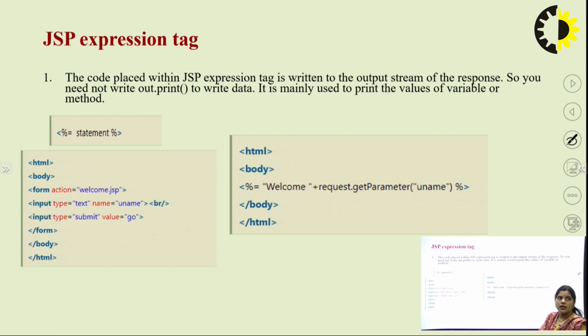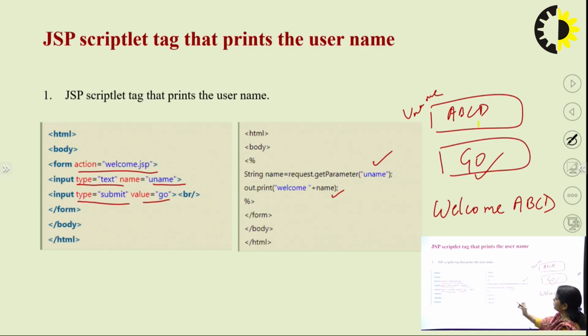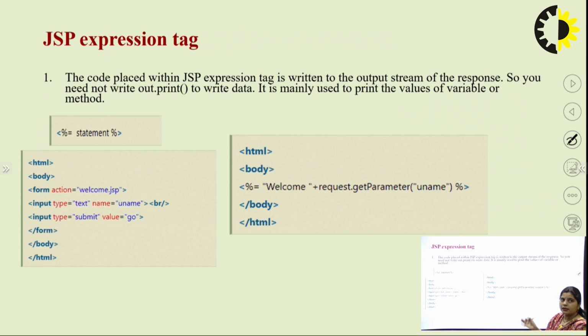Now the second tag is JSP expression tag. The code which is placed within the JSP expression tag is written to the output stream of the response. So there is no need to write out.print to write the data. The expression tag is mainly used to print the values of the variables or the method. Just like in the previous example, you have to write the out.print method to display the things as per your requirement. But here there is no need to write that line of code. So this is basically the advantage of the expression tag.